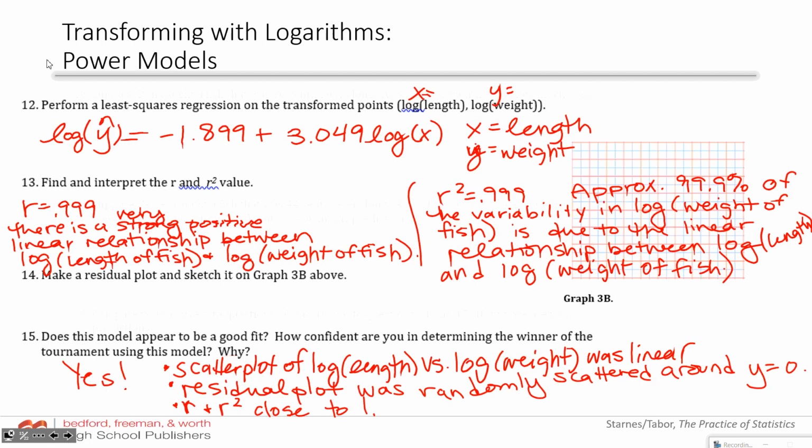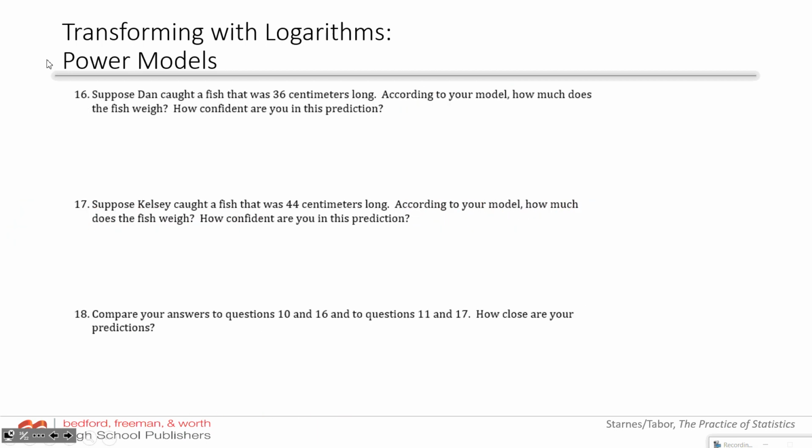Okay, so next part. Suppose Dan caught a fish that's 36 centimeters long. According to your model, how much does the fish weigh? So this should look kind of familiar. We made this same prediction based upon the other two models that we came up with previously. So we need to plug in 36 for x, but don't forget, our equation is really log of y hat equals negative 1.899 plus 3.049 log of 36. So you're plugging in 36, and you're going to simplify that right side of the equation.